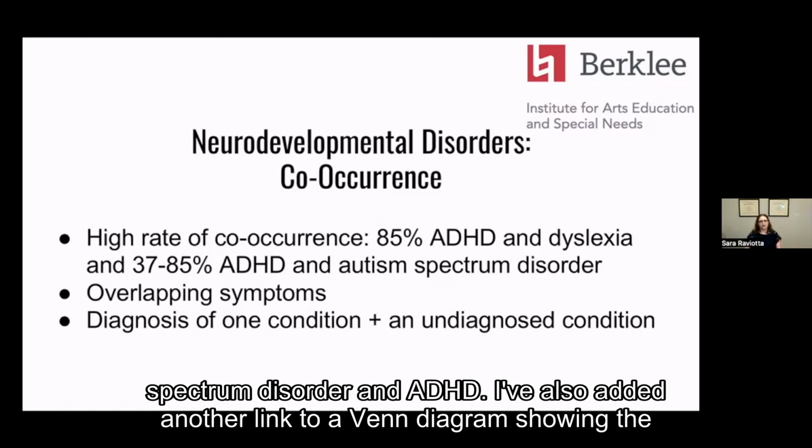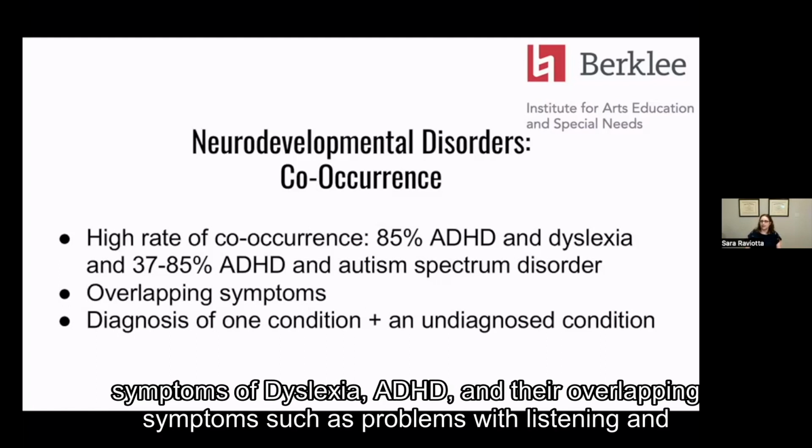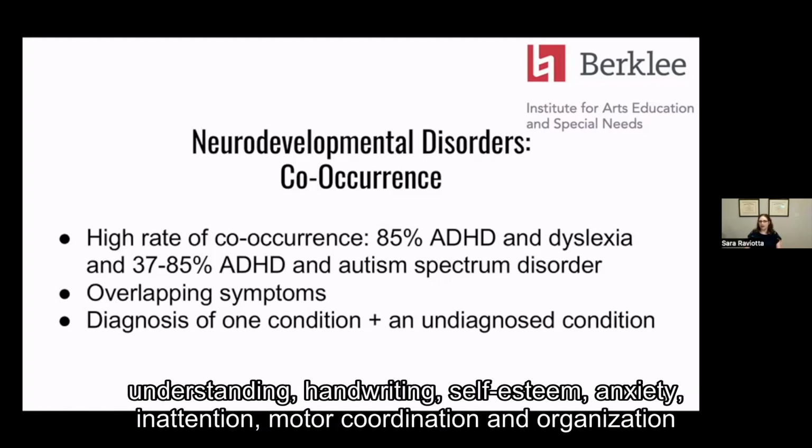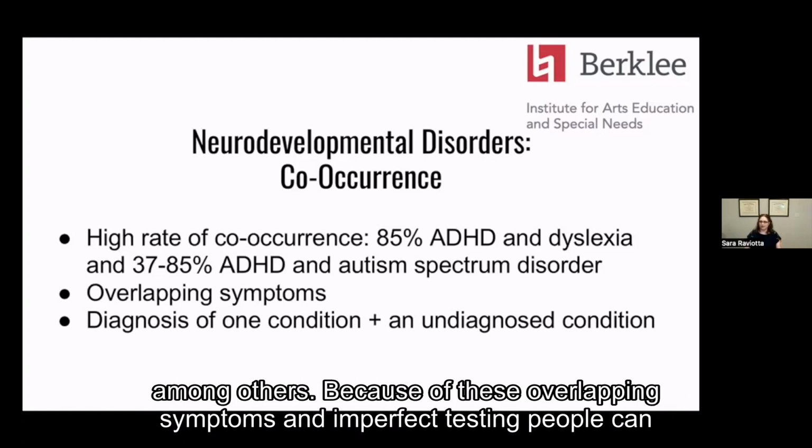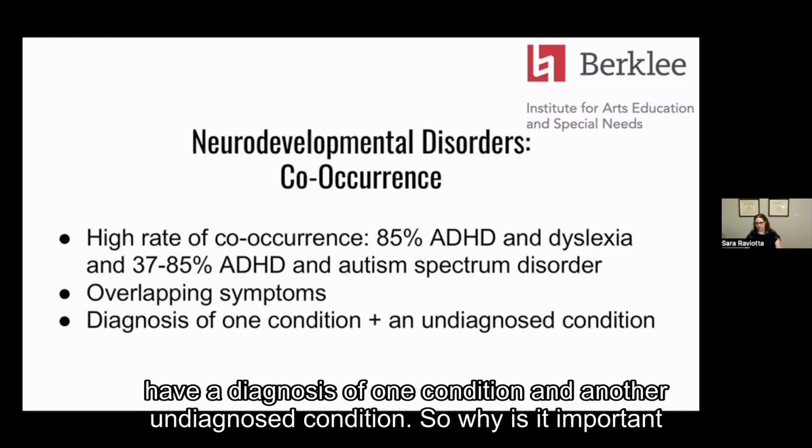I've also added another link to a Venn diagram showing the symptoms of dyslexia, ADHD, and their overlapping symptoms, such as problems with listening and understanding, handwriting, self-esteem, anxiety, inattention, motor coordination and organization, among others. Because of these overlapping symptoms and imperfect testing, people can have a diagnosis of one condition and another undiagnosed condition.